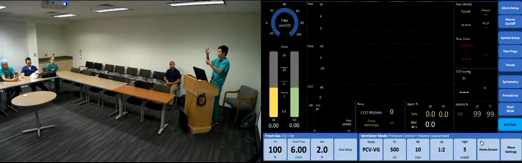Because if you have compliance issues affecting your lungs, you're going to have issues with both your plateau pressure and your static compliance, right? But if you have things that are affecting the airway, that's going to affect airflow. You're going to have things that affect your peak airway pressure and your dynamic compliance. Okay, makes sense? Any other questions?